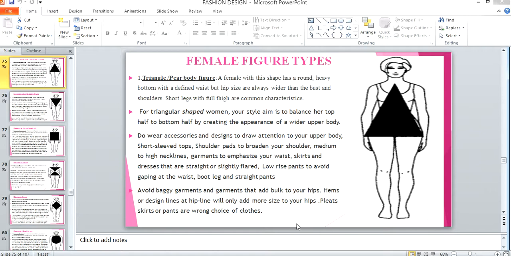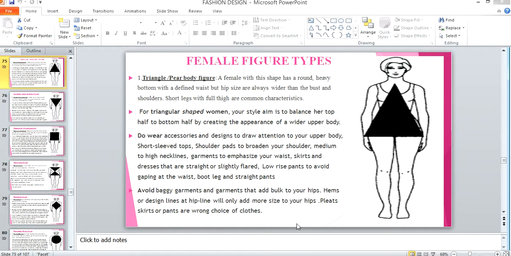I've already spoken about female figure types or body shapes in fashion, but I have illustrations here to make my presentation clearer. So let's start. In my previous video, I mentioned that the ideal fashion figure, in the fashion world, is the hourglass. But we have different kinds of figure types, and I want us to go through them.